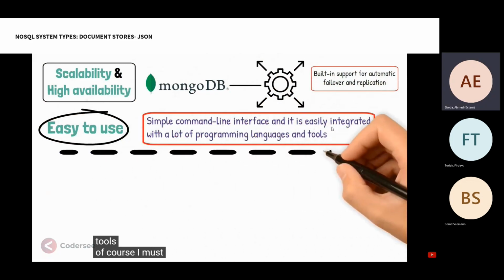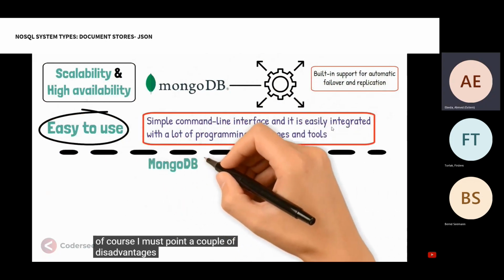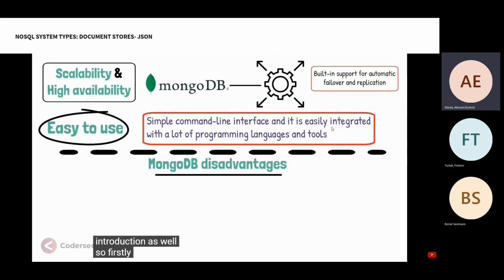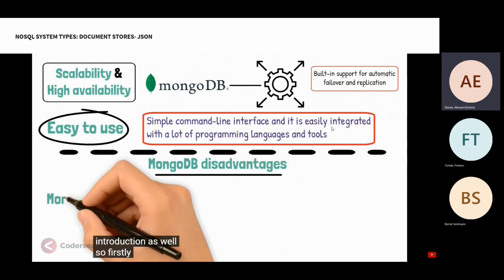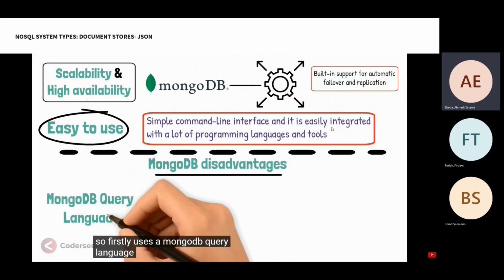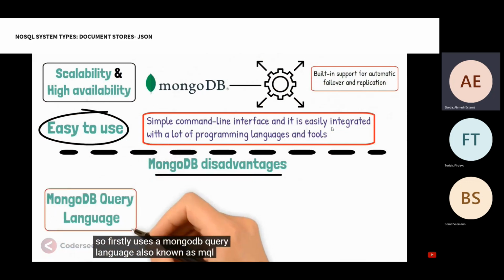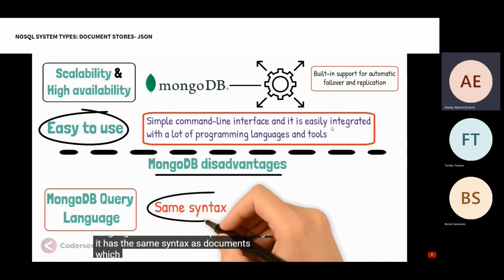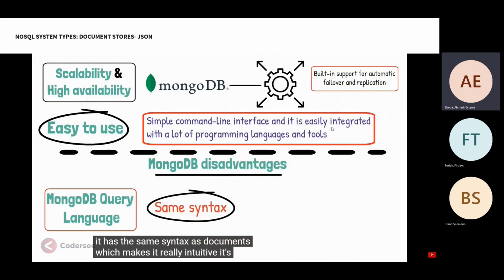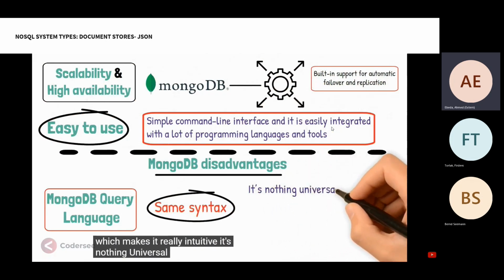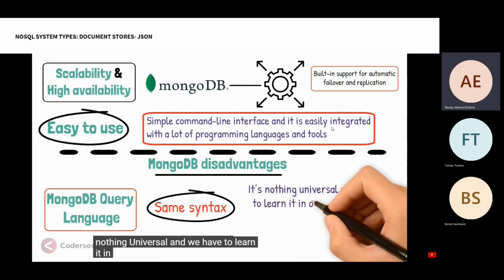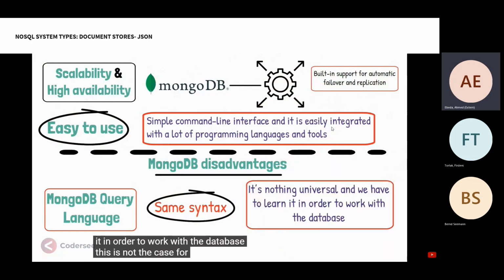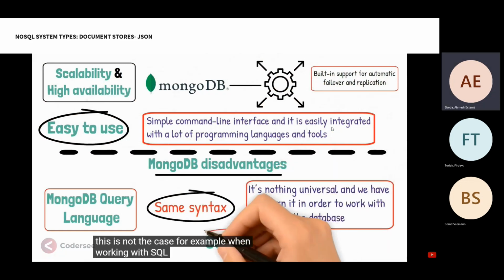Of course, I must point out a couple of disadvantages in this MongoDB introduction as well. So, firstly, Mongo uses a MongoDB query language, also known as MQL. And although it has the same syntax as documents, which makes it really intuitive, it's nothing universal, and we have to learn it in order to work with the database. This is not the case, for example, when working with SQL, of course.